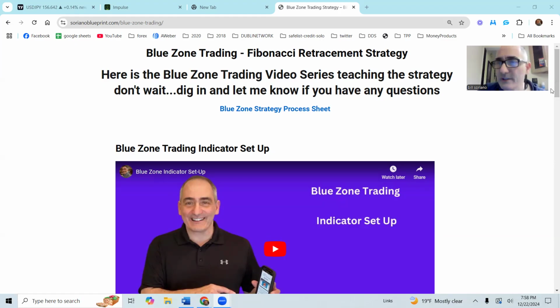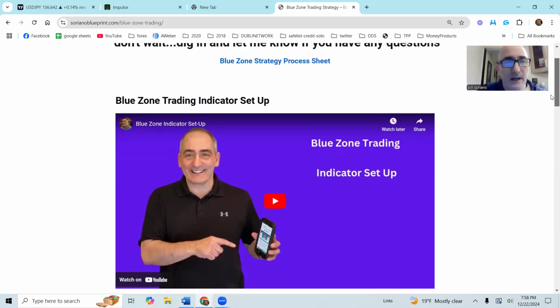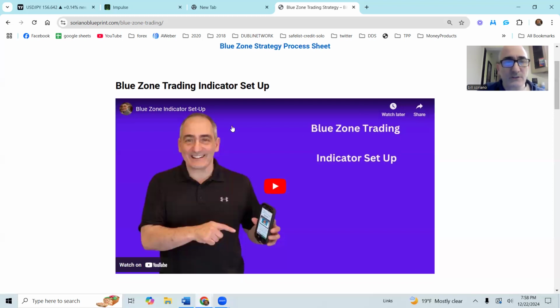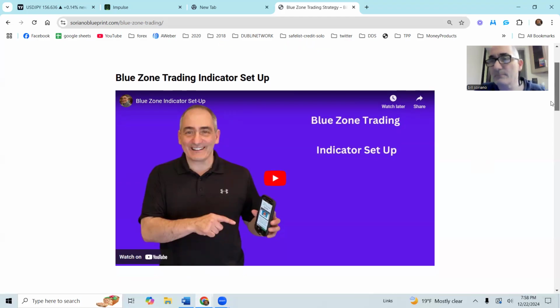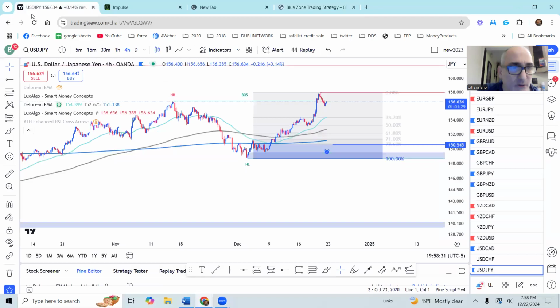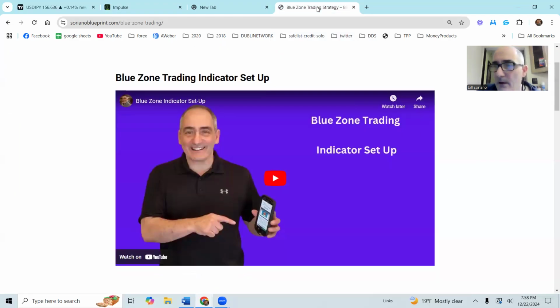It's a Fibonacci retracement strategy. Video one shows you the indicator setup, the indicators that we use for this: the Lux Algo Smart Money and the moving average indicator, which is called the DeLorean EMA. It gives us 5 different EMAs in one indicator.